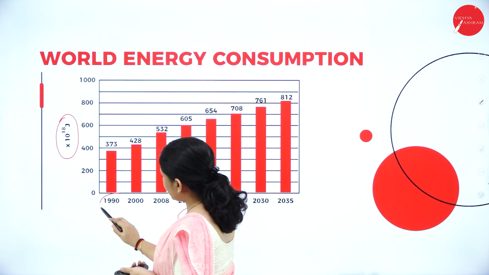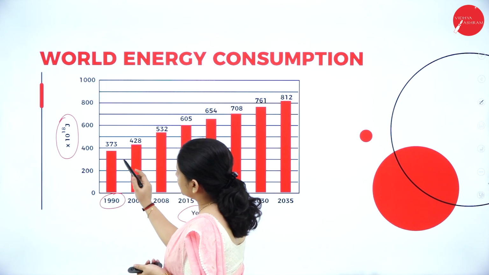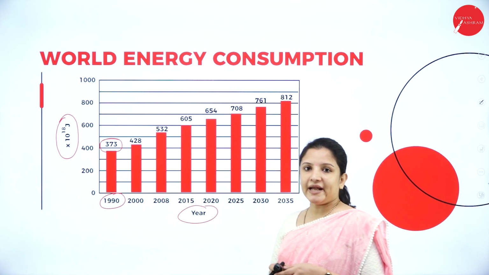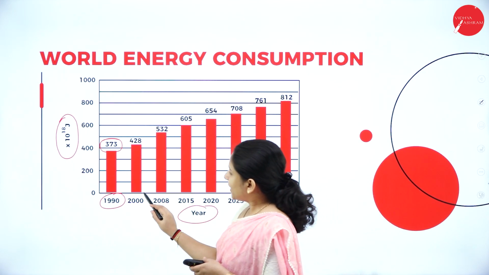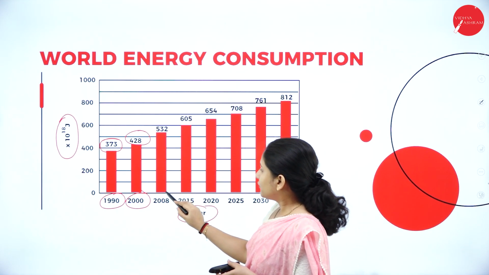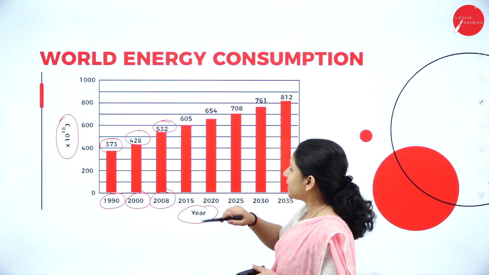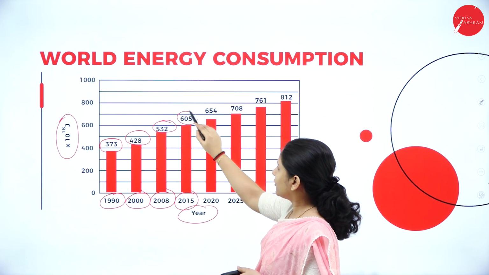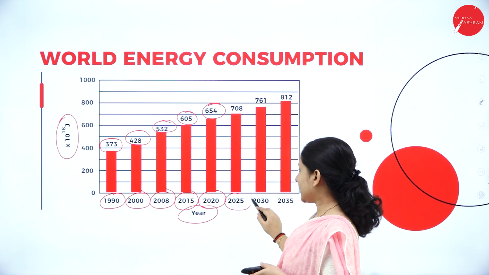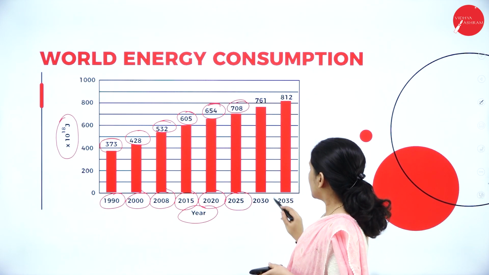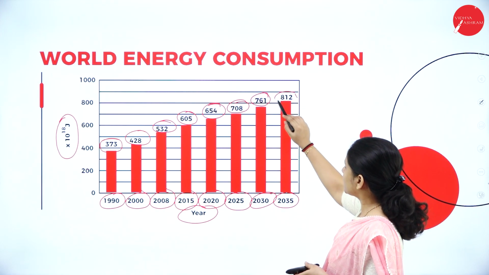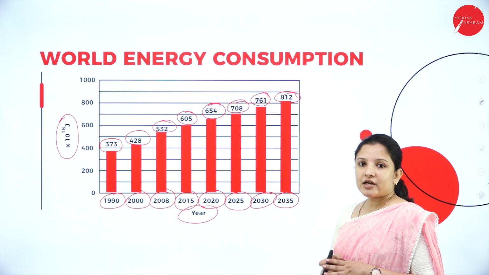So here in 1990, the global energy demand was somewhere around 373 into 10 to the power 18 joules. And in 2000, it has increased to 428 into 10 to the power 18 joules. In 2008, 532 into 10 to the power 18. In 2015, it is 605. In 2020, 654. 2025, they are saying that it will be 708. And 2030, it will be 761. And 2035, it will be 812 into 10 to the power 18 joules.